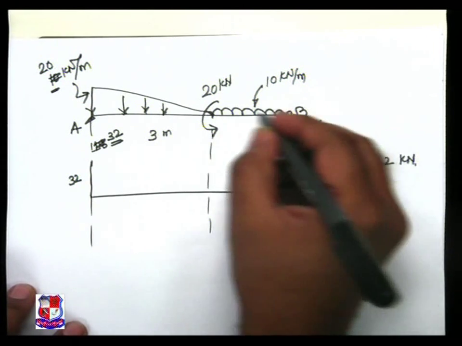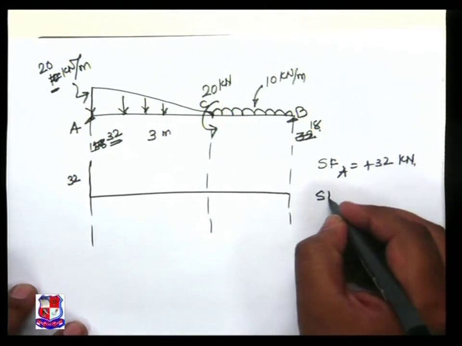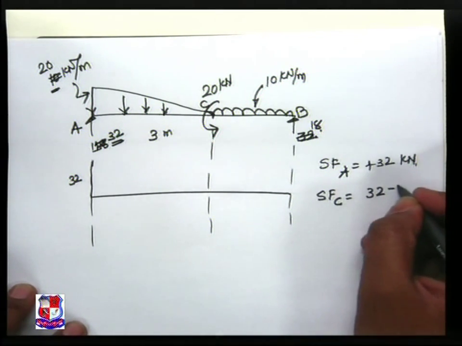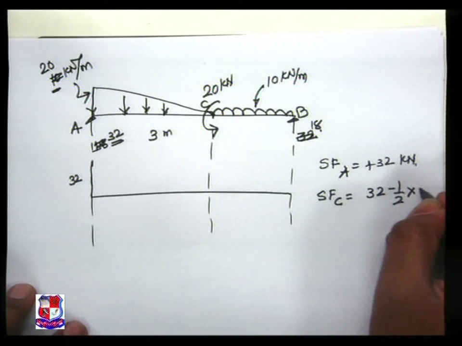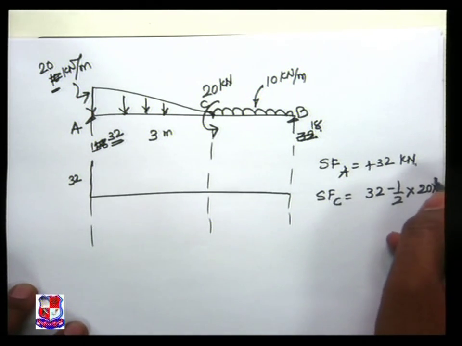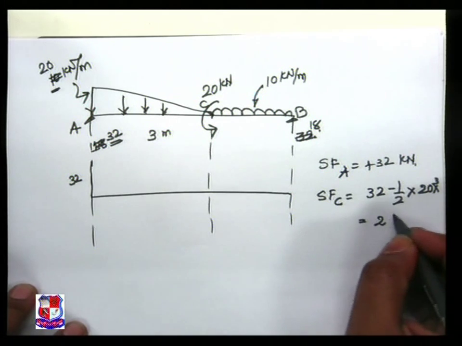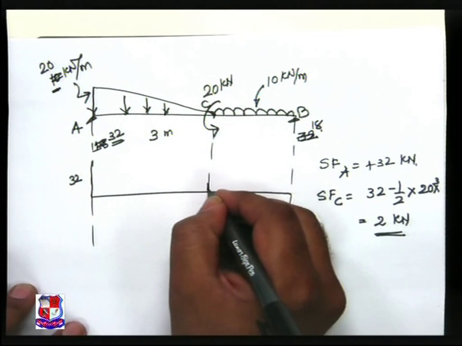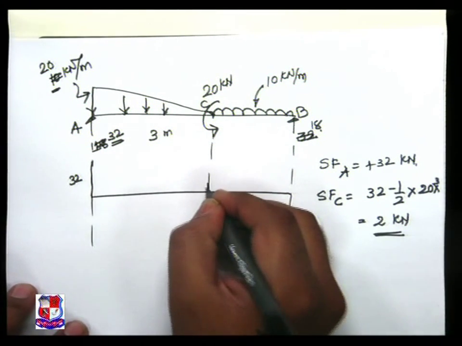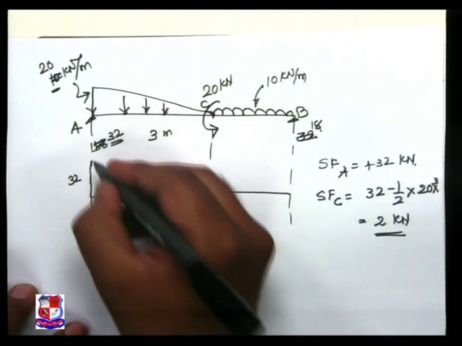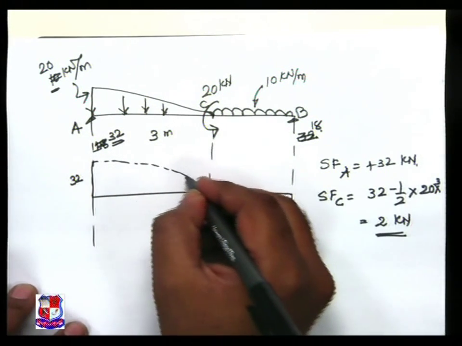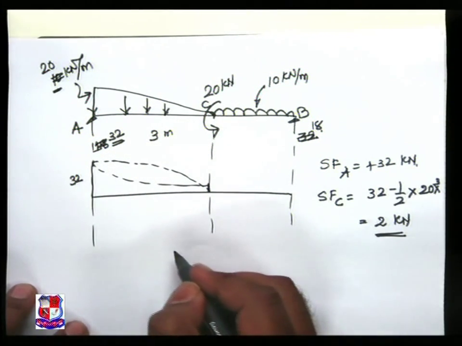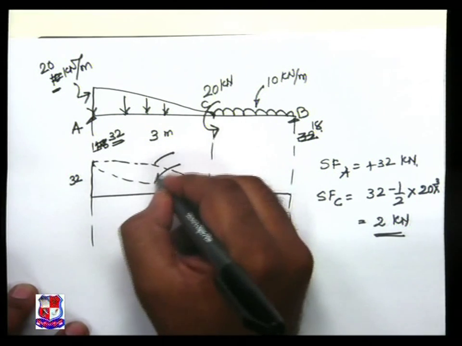This is my B point, this is the C point. Shear force at C is equal to 32 minus half into 20 into 3, that is 2 kilonewton. So this ordinate is of 2, but the question is, how to join this ordinate? Should I join by this parabola or should I join by this parabola? This is important for me.